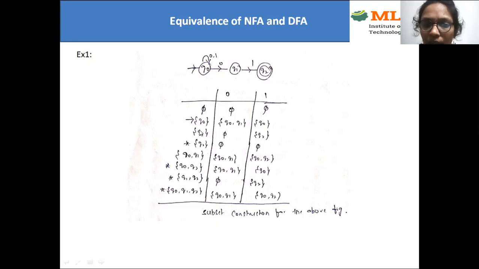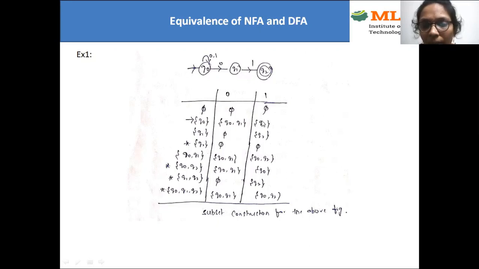Q0, Q1, Q2. As Q0 is the initial state, I'm keeping it as the initial state with an arrow mark. And Q2 is the destination, that means the final state. I'm keeping a star mark here. Instead of that, you can keep a circle also. Now, Q0 on 0 goes to two states here: one is Q0 and the other one is Q1. Whereas Q0 on 1 goes to Q0 itself.